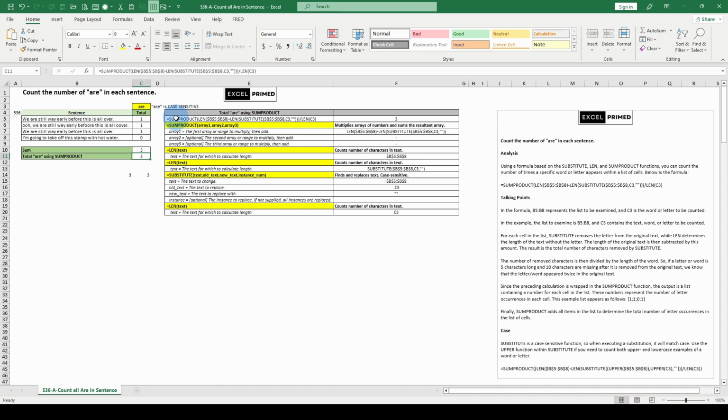Keep in mind that SUBSTITUTE is case sensitive. If that becomes an issue down here in the narrative, there's an example. I'm not going to discuss it here, but you can throw in an UPPER. It will change the case all to upper. That in itself may be a problem, but there's always an option. There's a solution. It really depends on whatever you're trying to accomplish.